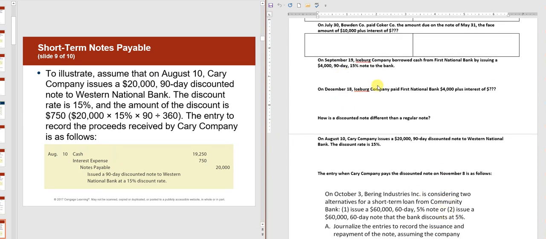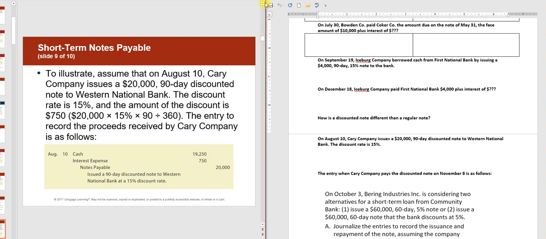So we're going here on August 10th. They issue a $20,000 90-day discounted note. The discount rate is 15%. So the first thing I need to do is compute the interest, which is principal, $20,000 times rate, 0.15 times 90 over 360, or 3 divided by 12. And I figure out my interest. My interest is $750.